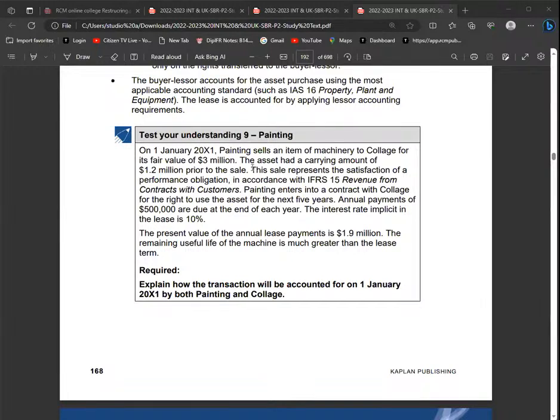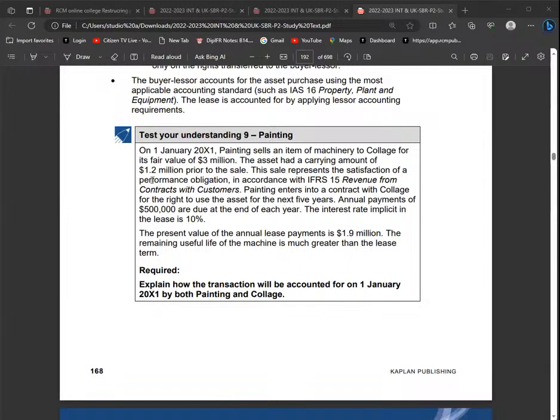So remember, painting sells an item of machinery to college for its fair value. The asset had a carrying amount prior to the sale. And then we are told painting enters into a contract with college for the right of use of the asset. Painting is the one that sold, and now they are entering into a contract with college for leasing. They sold, now they are leasing it back. So it's a sale and lease back.